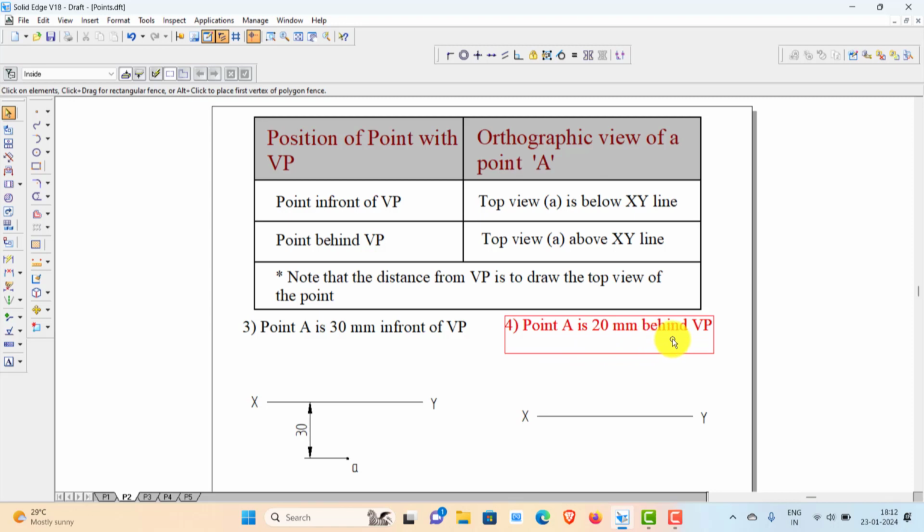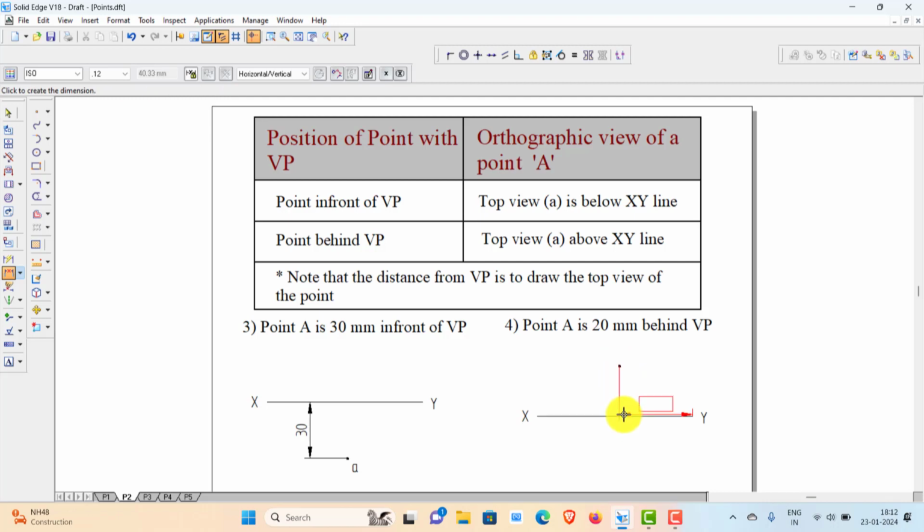Behind you should interpret as above XY line. So 20 mm behind means 20 mm above XY line is its top view. So you take the point, mark the point above, and now adjust the distance between this point and the line. Now it is 27, adjust it to 20. Name the point as A. Now this is the top view of the point.